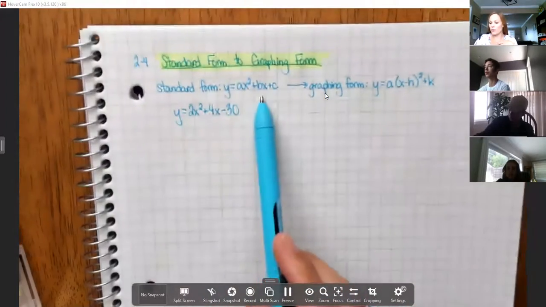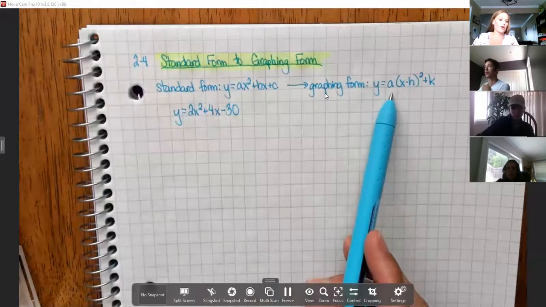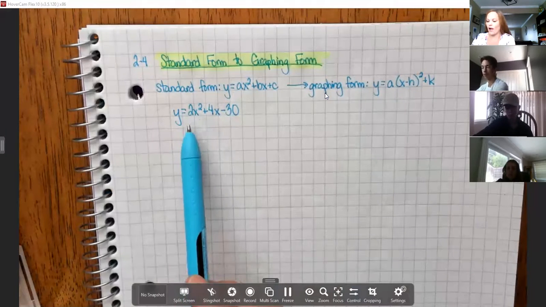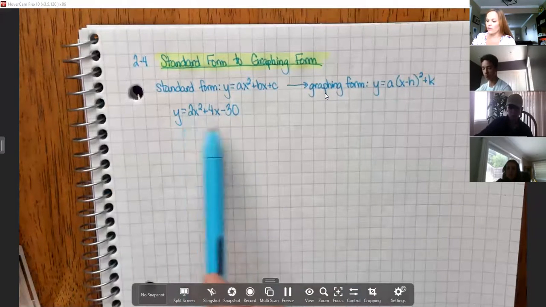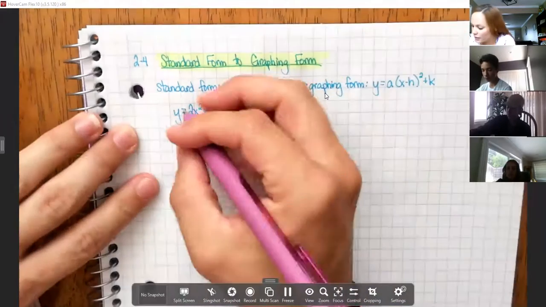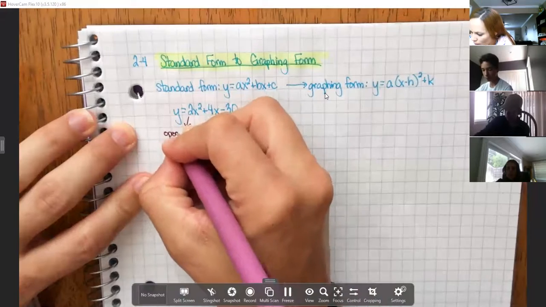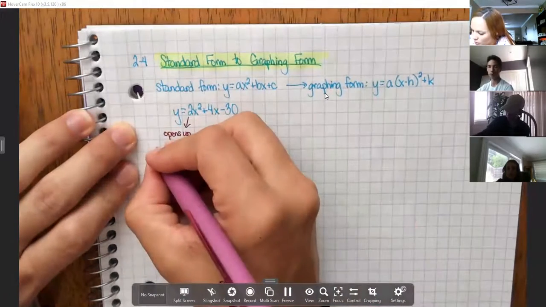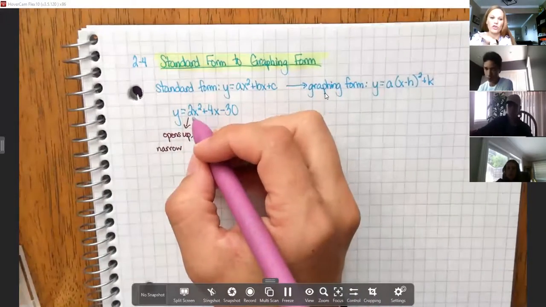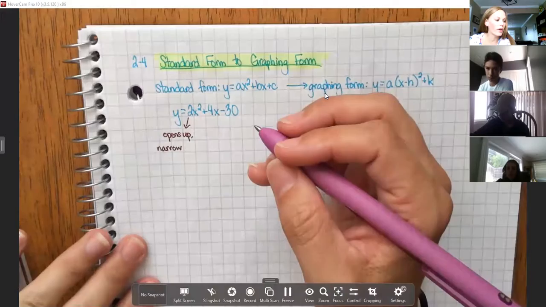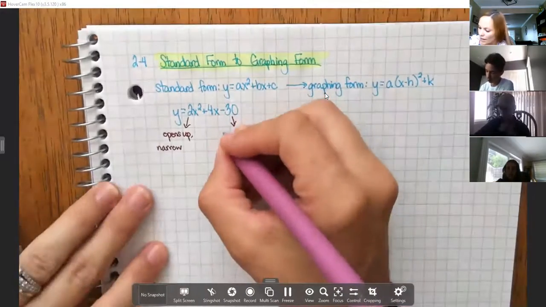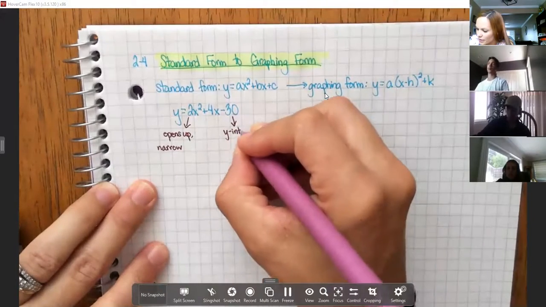So this is in standard form. And again, our goal is to get it in graphing form, also known as vertex form. So we should know a little bit about this graph. We know that it opens up. So standard form tells us two things. This A is the same as that A. So we know right away that it opens up and it's narrow because A is equal to 2. And then the other thing that standard form tells us is the y-intercept. The C value is our y-intercept.